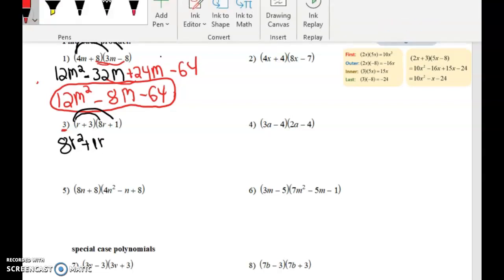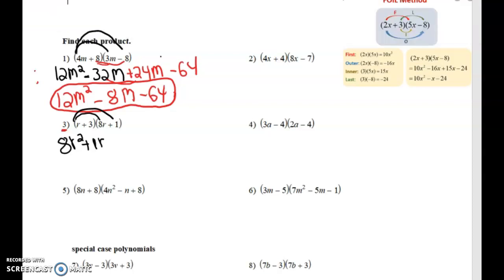Now let's go ahead and distribute the 3, okay? So the 3 is going to go to these two terms. So now we're going to do the inner terms. So 3 times 8 is 24r. Don't forget your r. And then 3 times 1 is 3.